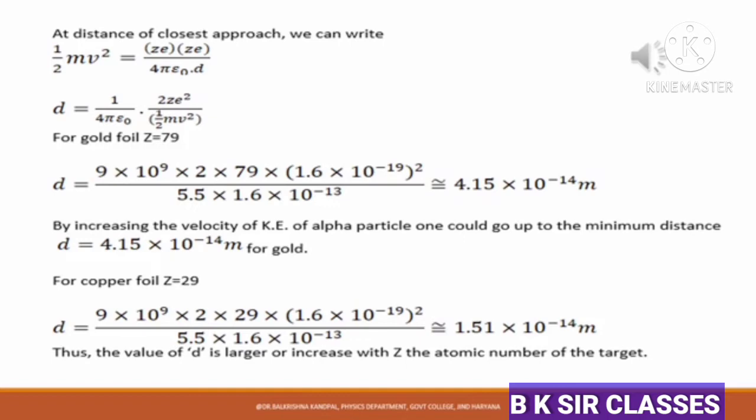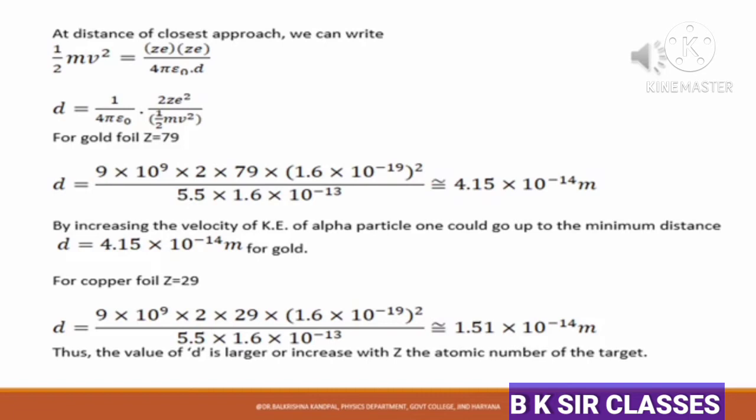We can write half mv square, that is kinetic energy, that may be equal to Z into E into Z into E, where Z is atomic number, E is electron charge, divided by 4 pi epsilon 0 D. In 4 pi epsilon 0, this is a constant. D again, we have discussed that D is the rough estimation of nucleus size, and this D may be calculated as D is equal to 1 by 4 pi epsilon 0 into 2Ze square divided by 1 half mv square.